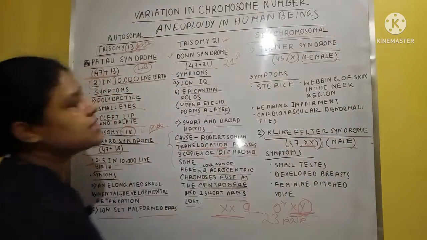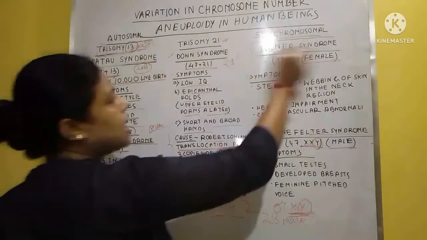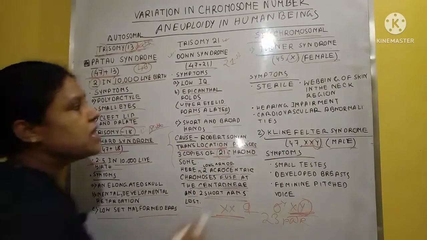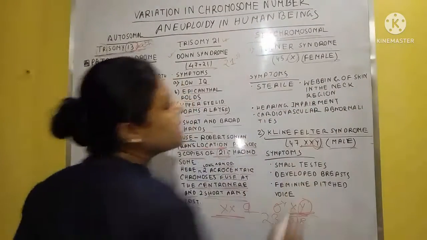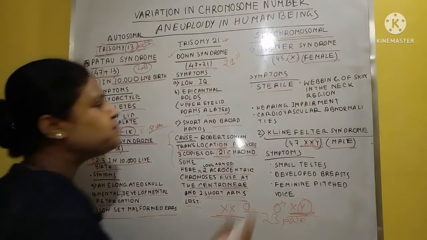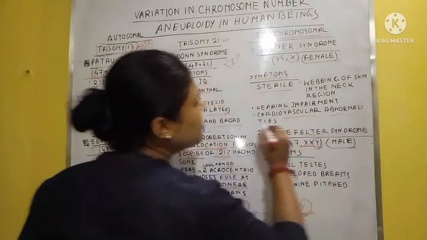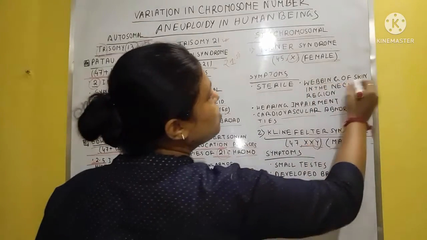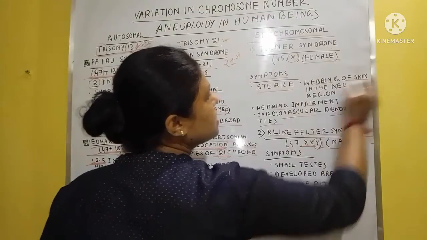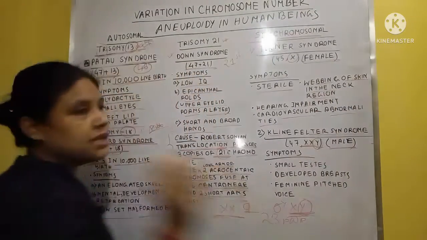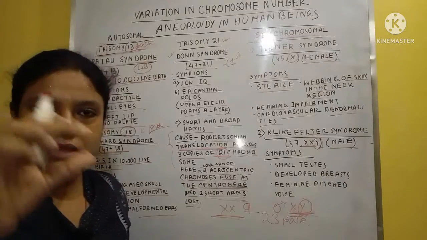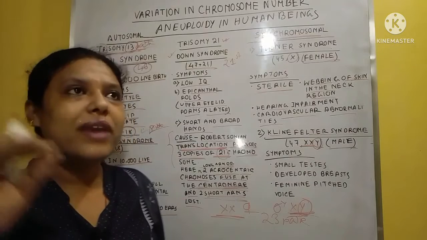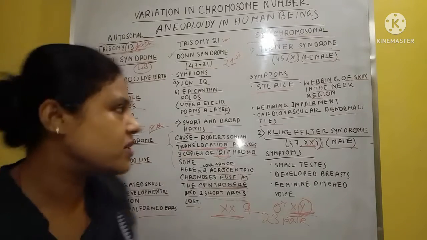And what symptoms can you see here? In case of Turner syndrome, you see the symptom that it is sterile. Females are generally sterile. Second one, hearing impairment, that means some hearing problems may be there. And cardiovascular abnormality is also seen. Another important symptom is the webbed skin in the neck region. The skin structure is just like webbing. Webbed skin is seen in the neck region.